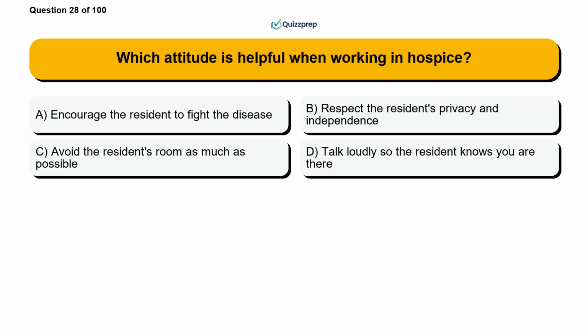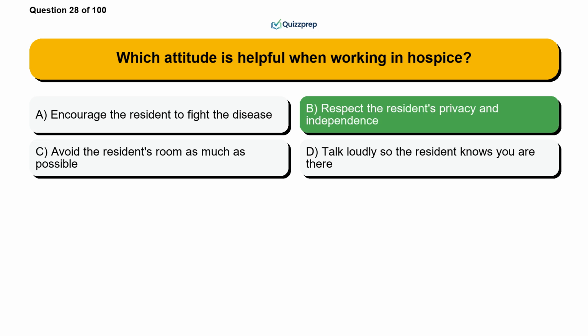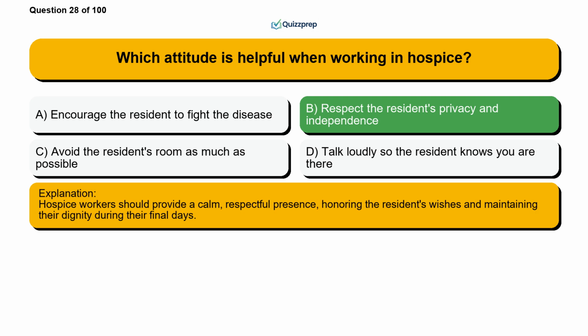Question 28. Which attitude is helpful when working in hospice? Option A, encourage the resident to fight the disease. Option B, respect the resident's privacy and independence. Option C, avoid the resident's room as much as possible. Option D, talk loudly so the resident knows you are there. The correct answer is Option B, respect the resident's privacy and independence. Hospice workers should provide a calm, respectful presence, honoring the resident's wishes and maintaining their dignity during their final days.